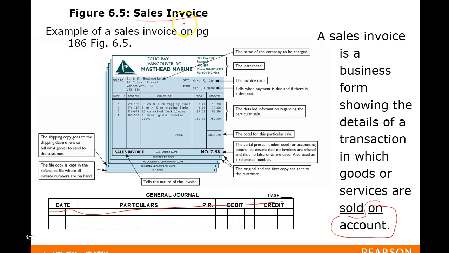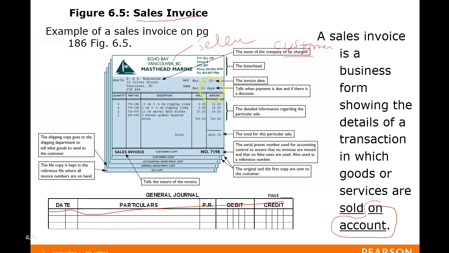So again, we've got the name of the seller, okay? We've got the name of the company to be charged, which is the customer, right? This is our customer. This refers to our customer, okay? This part here, right here, the SS belt works.